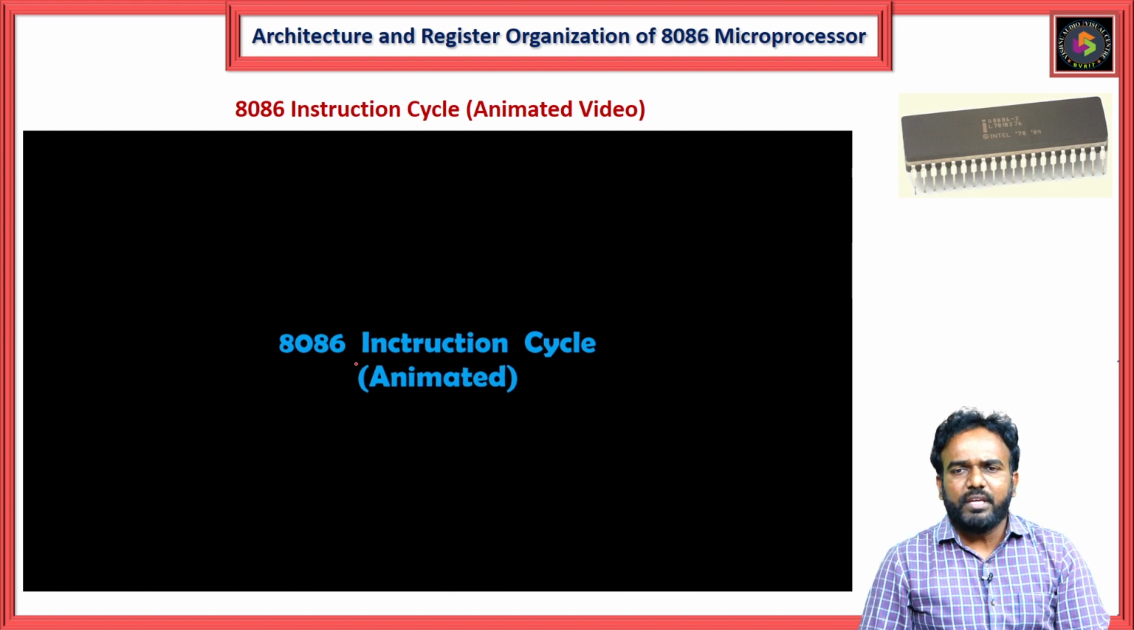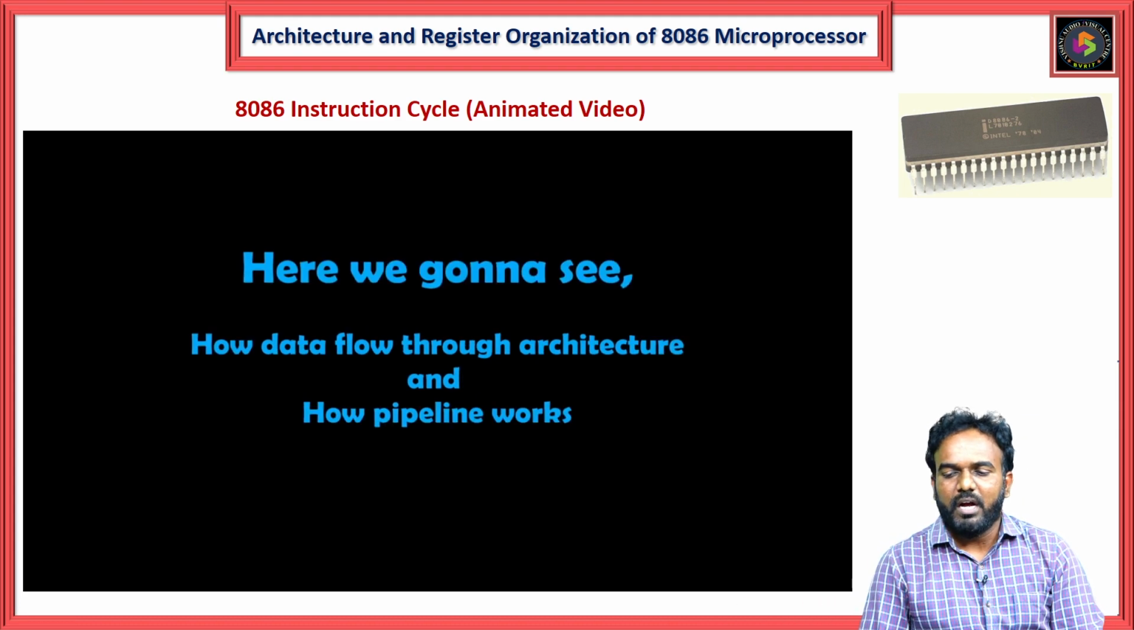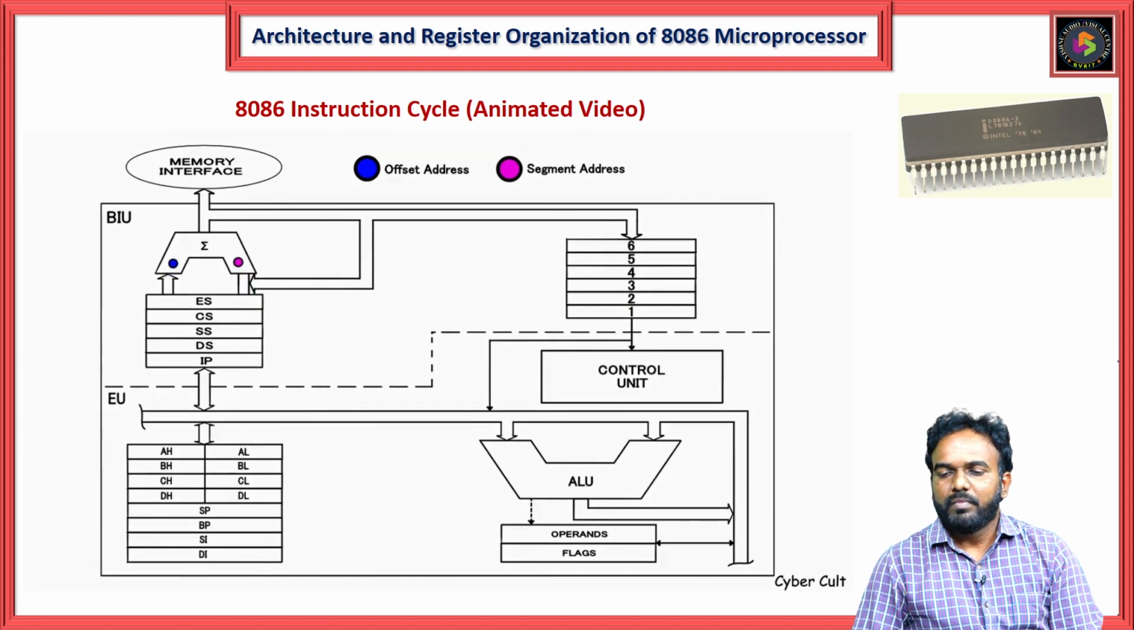Now, let's check this particular operation of the 8086 microprocessor with the help of one small assembly code, and how the microprocessor is executing that particular addition operation. Here we check the architecture and how the pipelining works. This is the small source code that is available. Let's check here.